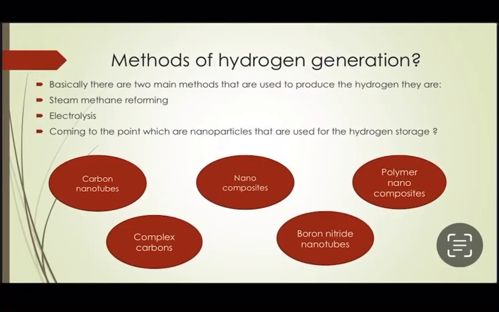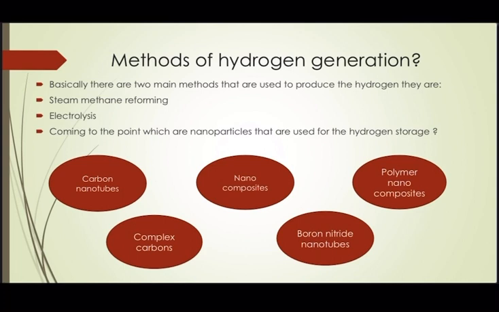Moving towards the methods of hydrogen generation, there are basically diagrams showing the methods of hydrogen generation. Basically, there are two methods used to produce hydrogen. These two methods are known as steam methane reforming and electrolysis.